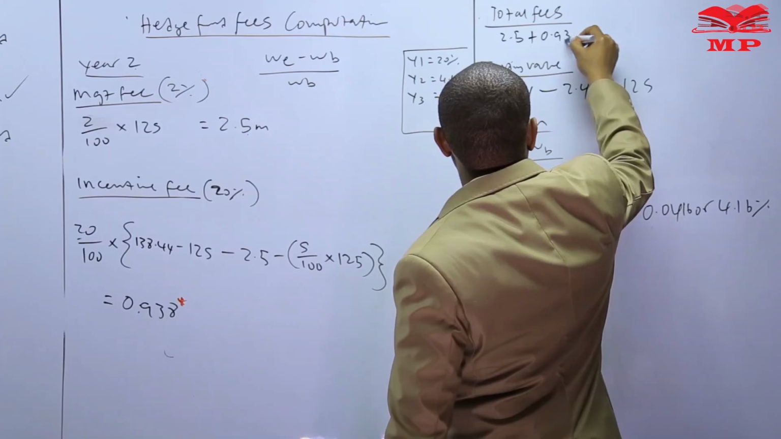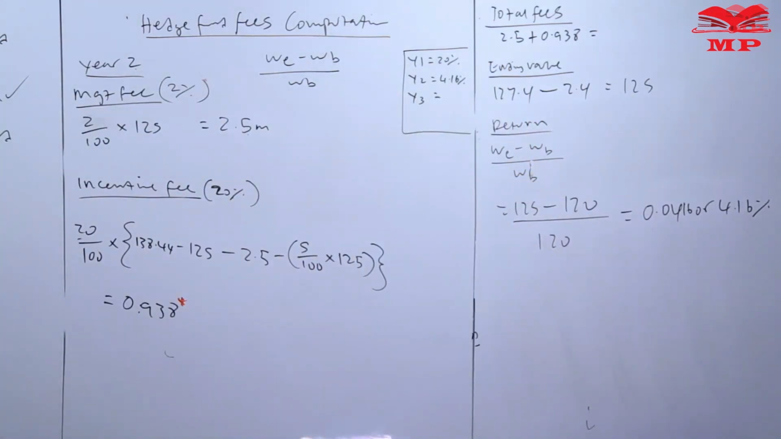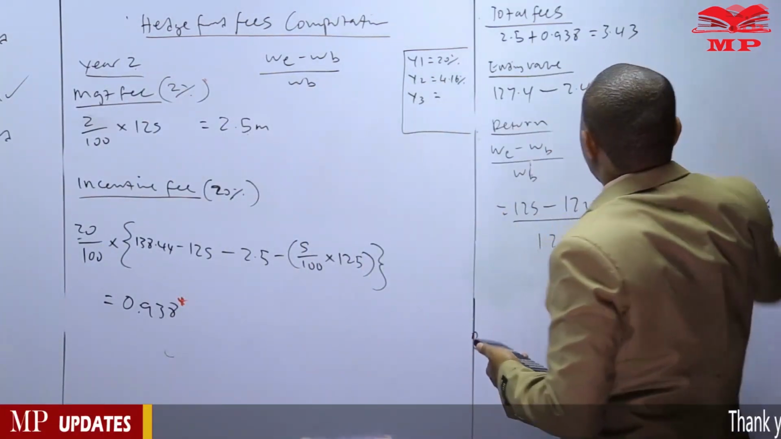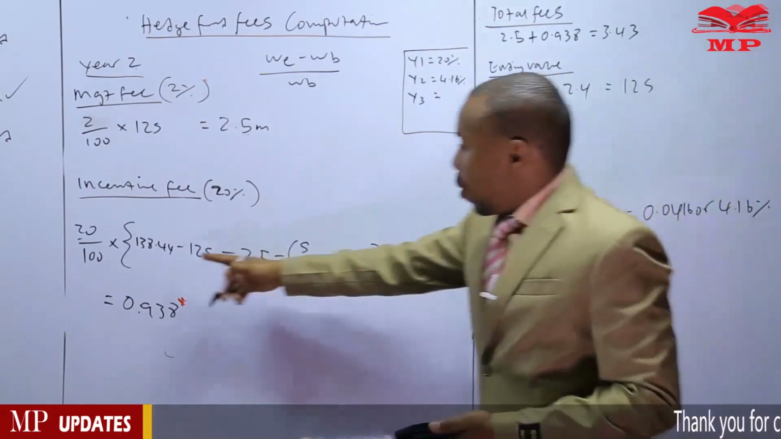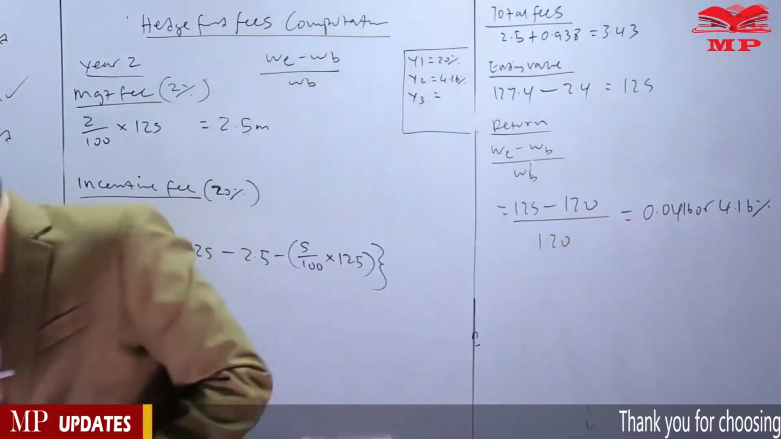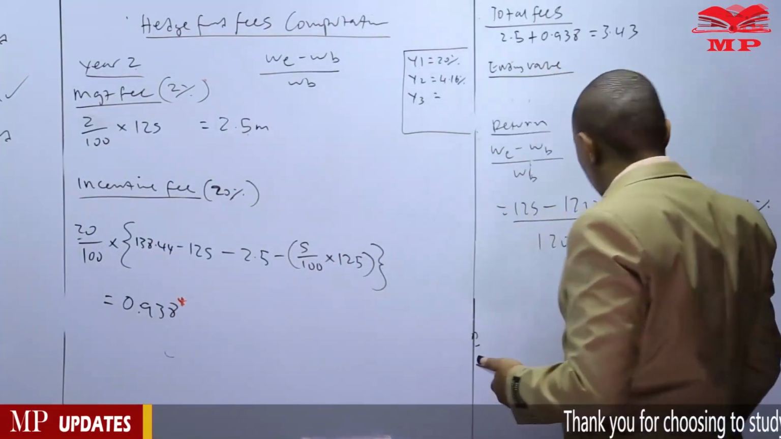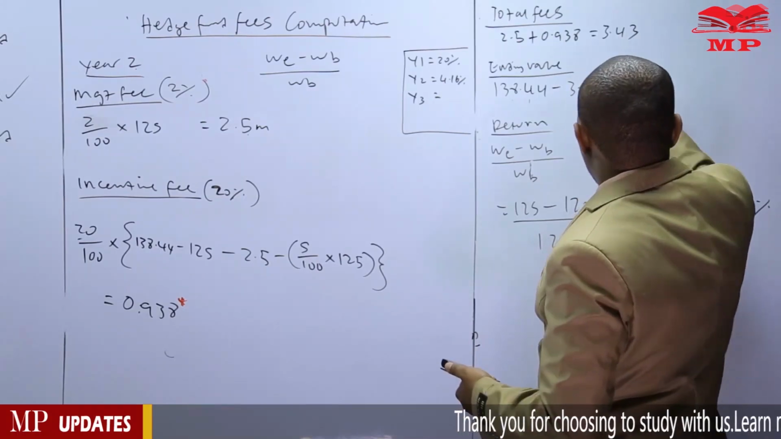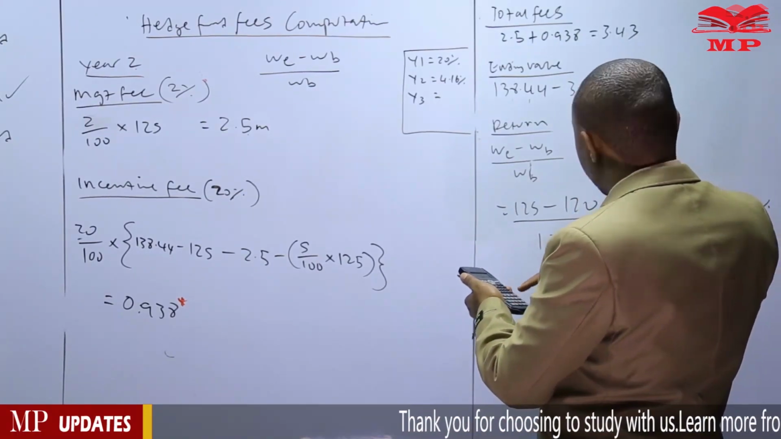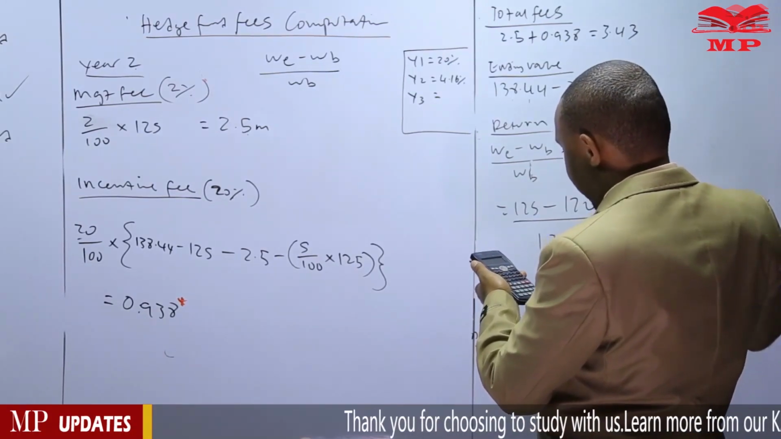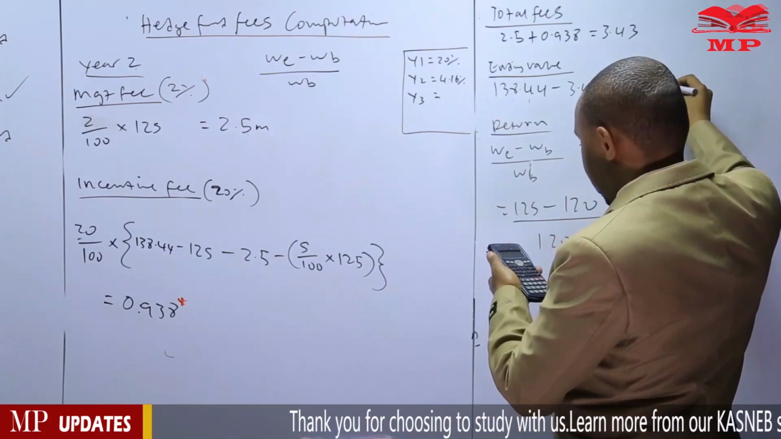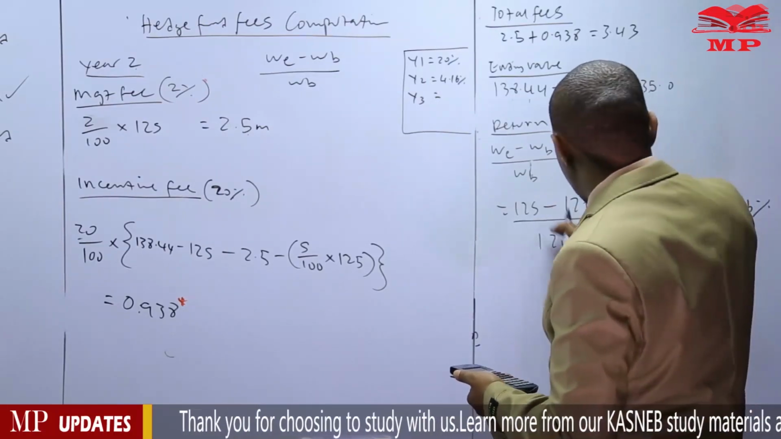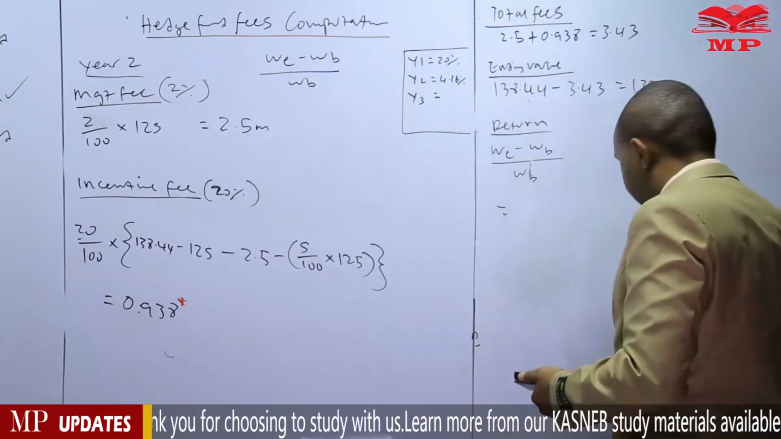So when we come up here, the total fees will be 2.5 plus 0.938. How much? Plus 2.5, we have 3.43 there. Then the ending value will be 138.44. We can wrap this right here. Then we less 3.43. How much do we get? 138.44 minus 3.43 is 135.002. So we just round it off to 135. So here we have 135 as the ending value.